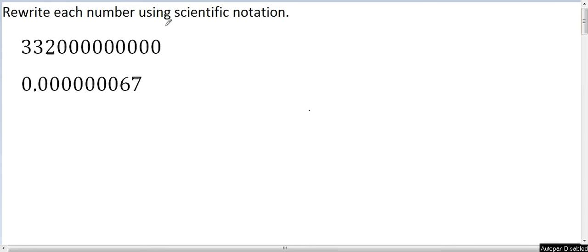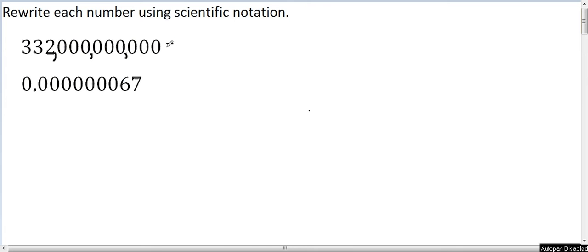Rewrite each number using scientific notation. This first number is pretty large, so it's even hard to just determine what it is. So let's go ahead and add the commas to help us read this number. This is a thousands unit, 10,000, 100,000, 1 million, 10 million, 100 million, billion. So this number is 332 billion.